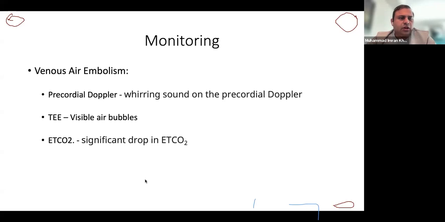The first signs of VAE on monitoring devices are typically visible air bubbles on TEE, so TEE is more sensitive. Simultaneously, there's a whirring sound on the precordial Doppler. Depending on the rapidity of progression and the patient's ability to compensate, a drop in end-tidal carbon dioxide will occur, and a significant drop in EtCO2 usually precedes a drop in arterial blood pressure. So the earliest to catch is TEE, followed by precordial Doppler, then end-tidal carbon dioxide, and after that you will see hemodynamic instability.